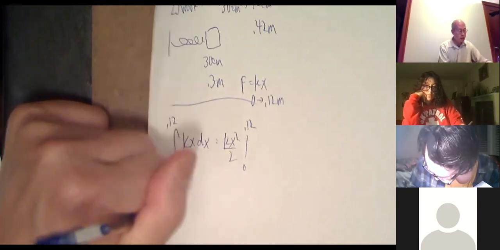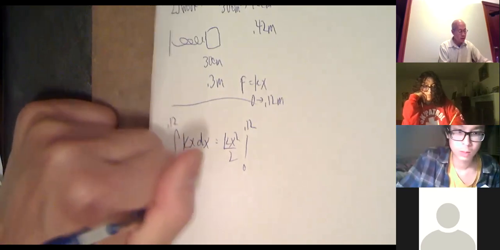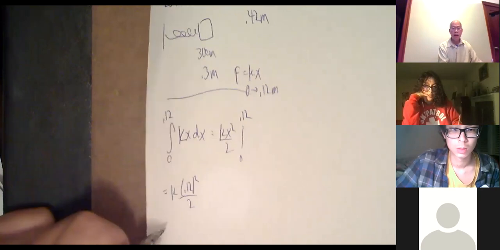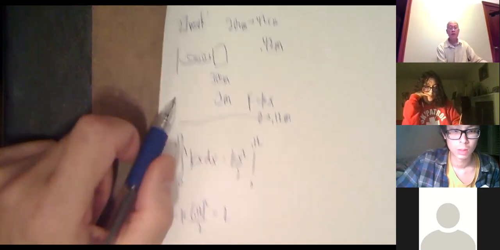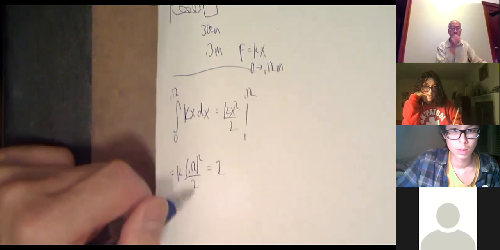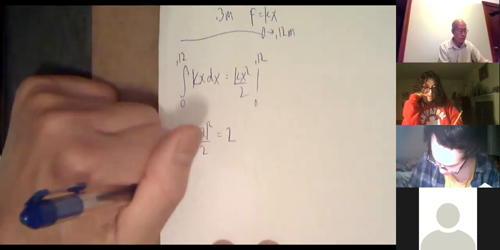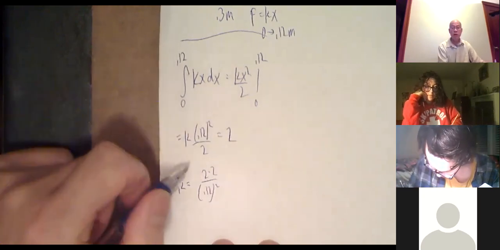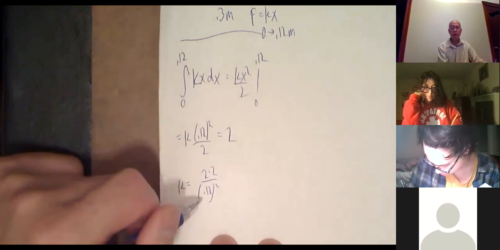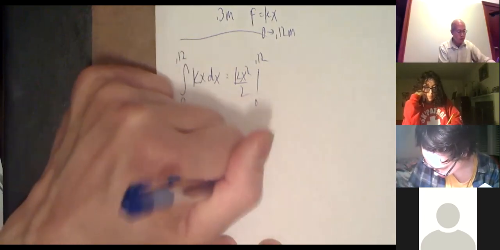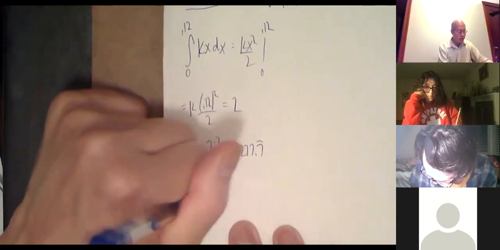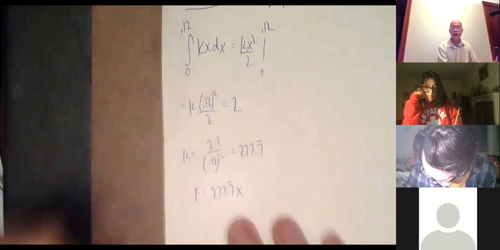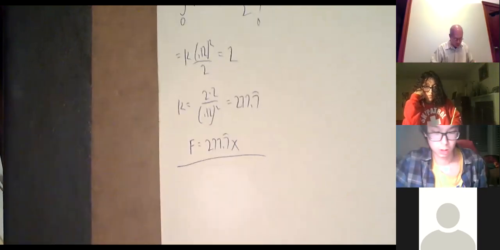Plug in 0, you get 0, so you get k times 0.12 squared over 2. So that's the work, and they told us that it was 2 joules. So I multiply by the reciprocal. So it's 2 times 2 over 0.12 squared. Multiply both sides by 2 over 0.12 squared. I believe it was 277.7 repeating. So F is 277.7 repeating x. So that's now the force function.